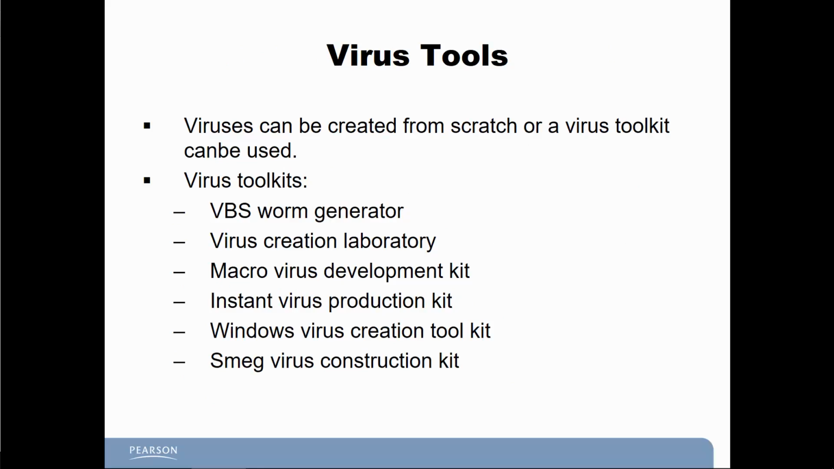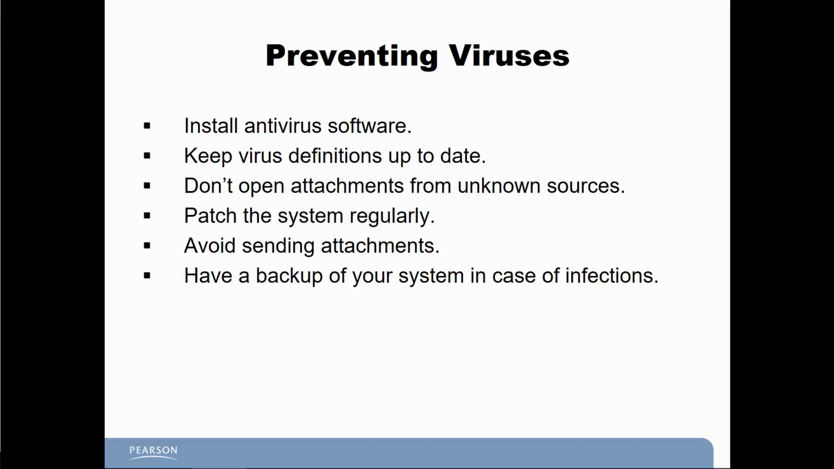So some of the virus tools for generating or creating your own could be the Windows Virus Creation Tool, could be the macro virus development kit, virus creation laboratories. But again, some of these are going to be harder because these are well-known tools. So signatures for these tools may be alerting our antiviruses. So how do we prevent them?